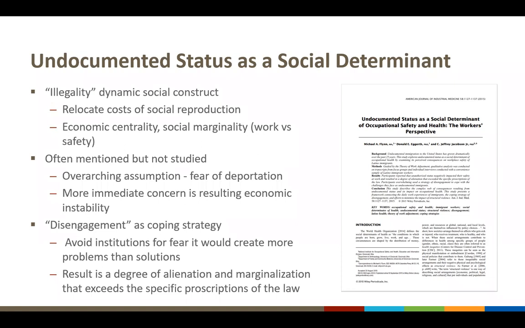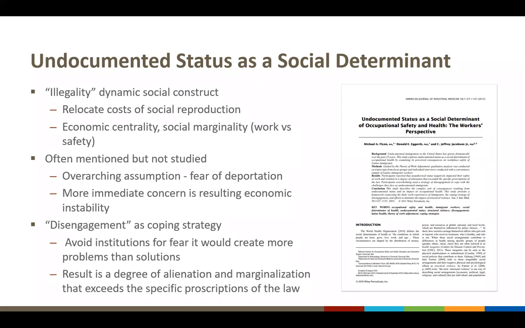The more immediate concern they had was the resulting economic instability that came from being an undocumented worker and not having rights or not being eligible for things like unemployment insurance, or the fact that it was increasingly harder to find a job if you did get fired, to find a replacement job, because employers were increasingly asking to see proof of work eligibility, for example. And so while undocumented status was at the root of those things, it was really the immediate concerns of economic insecurity that was contributing to workers choosing or not to speak up at work and asking for better working conditions.